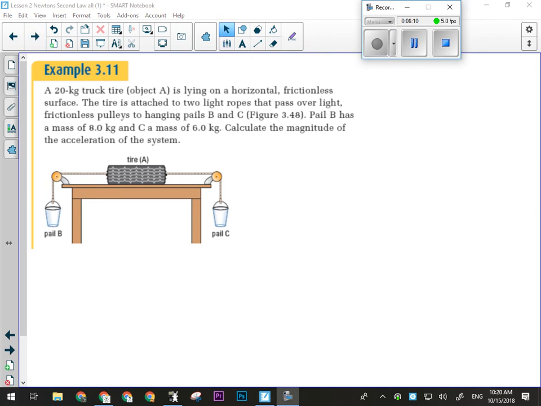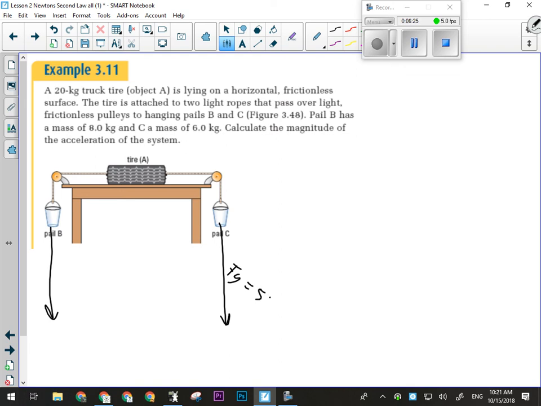So what's the only force acting in this system? Gravity. Okay, so gravity is pulling on pail B as well as pail C. Pail C has a mass of 6 kilograms, so that's 58.86 newtons, and then pail B is 8 kilograms, so that's 78.48 newtons. Those are my only two forces.